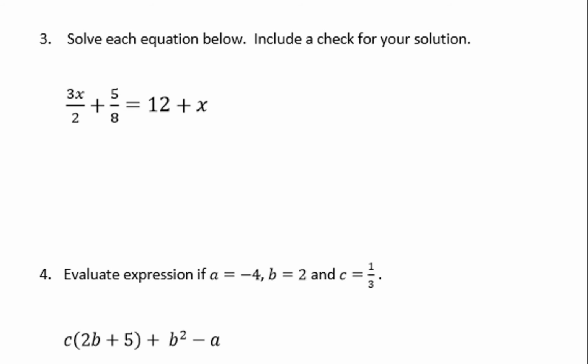Here it's dinner time at my house, but I think I have just enough time to do question 3 before I go off for dinner.